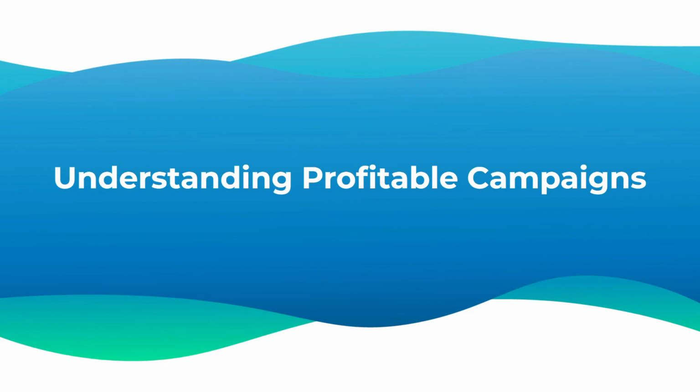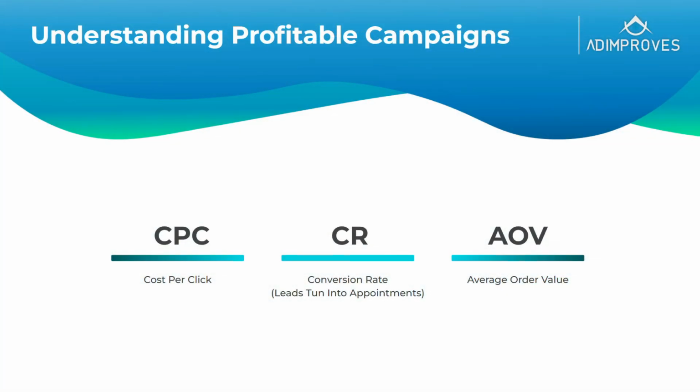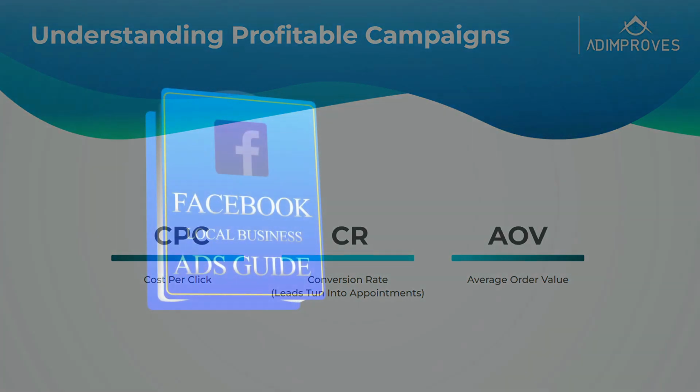Next is understanding if you're running a profitable campaign, often called ROAS, or return on ad spend. To do so, it is as simple as checking the metrics: cost per click, cost per mille, click-through rate, the average order value, self-explanatory.